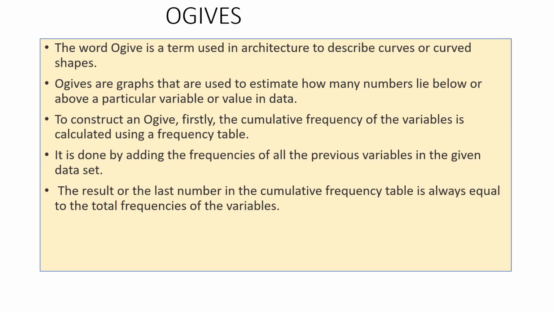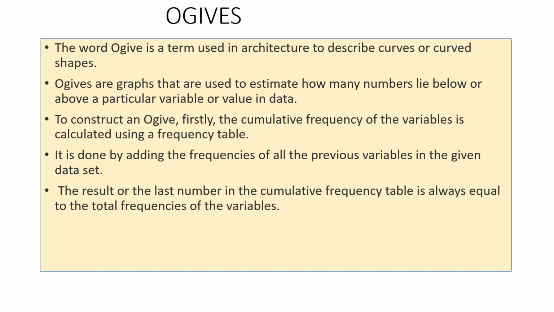Moving ahead. Next, we are going to discuss ogives. Now, what is an ogive? An ogive is created only for cumulative frequency curves. The word ogive is a term used in architecture to describe curves or curved shapes. Ogives are graphs that are used to estimate how many numbers lie below or above a particular value in data, as we do in cumulative frequency data also.